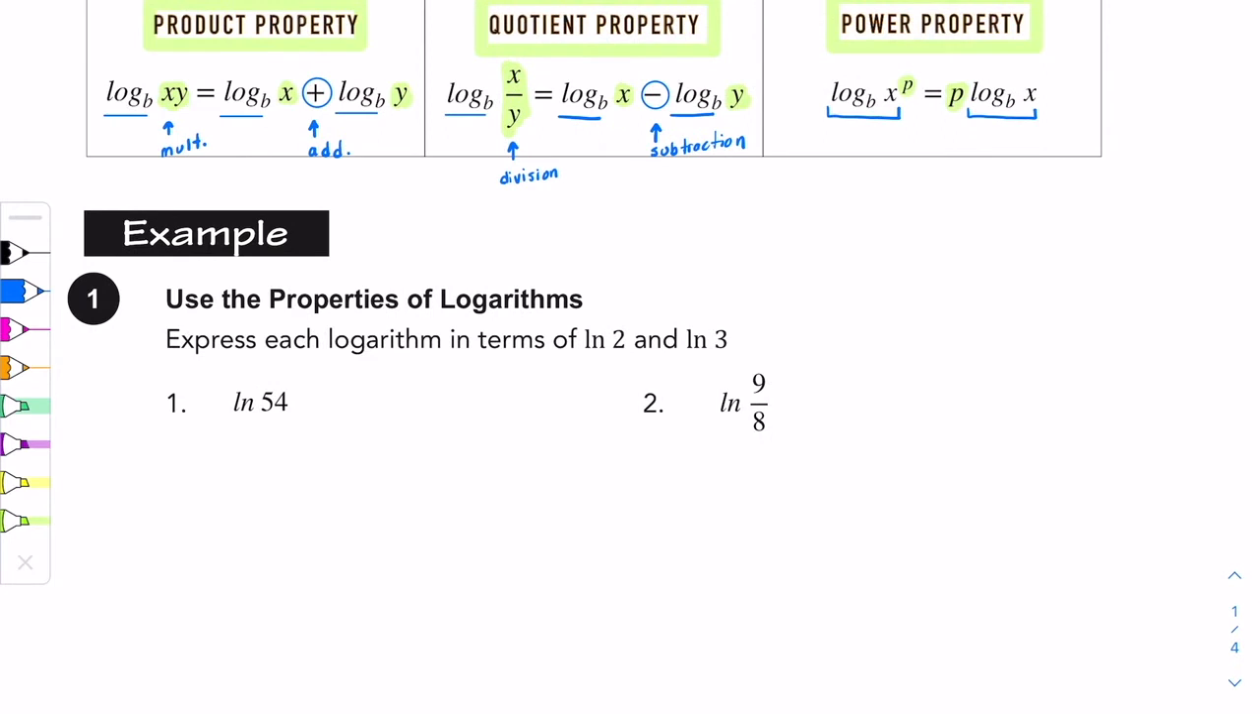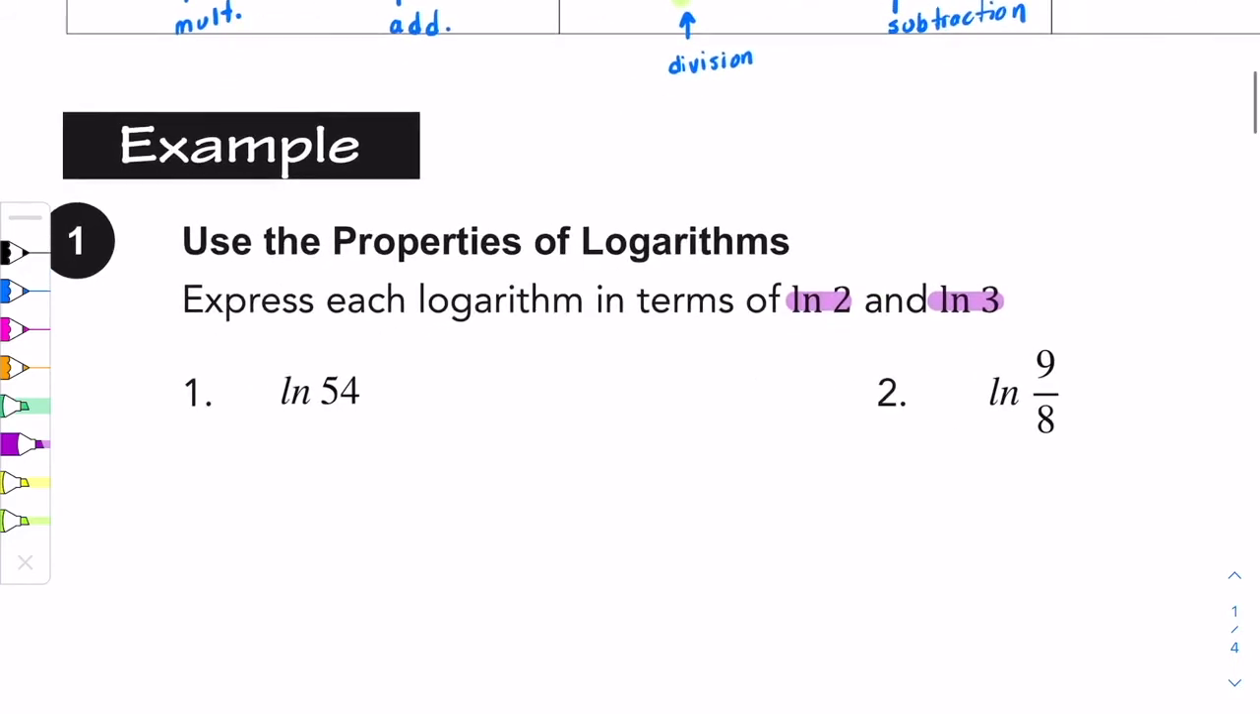For the first example set, it says to express each logarithm in terms of ln2 and ln3. So it's telling us that we want to separate or expand these logarithms using 2 and 3 as our argument values. These will take a little bit to figure out how to rework the number in order to use them. But the first one is ln of 54.